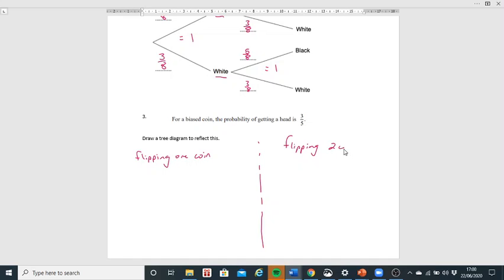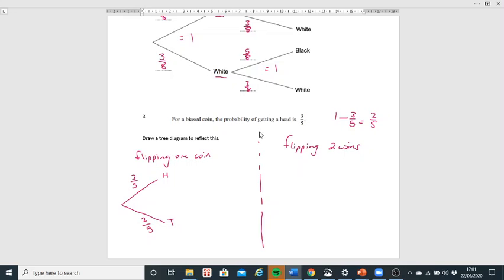They should have told us, they didn't. So let's just look at one coin. If I flip one coin, we've got 2 possibilities. So I draw my 2 branches for my 2 possibilities. I either get heads or tails. Heads is 3 out of 5. Tails is 2 out of 5. Because remember, tails is the opposite. They're exhaustive, so I do 1 minus 3/5, which is 2/5.